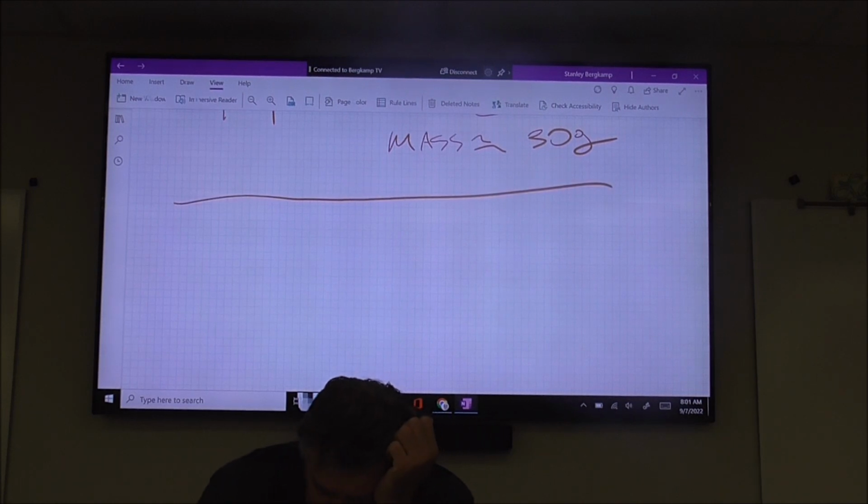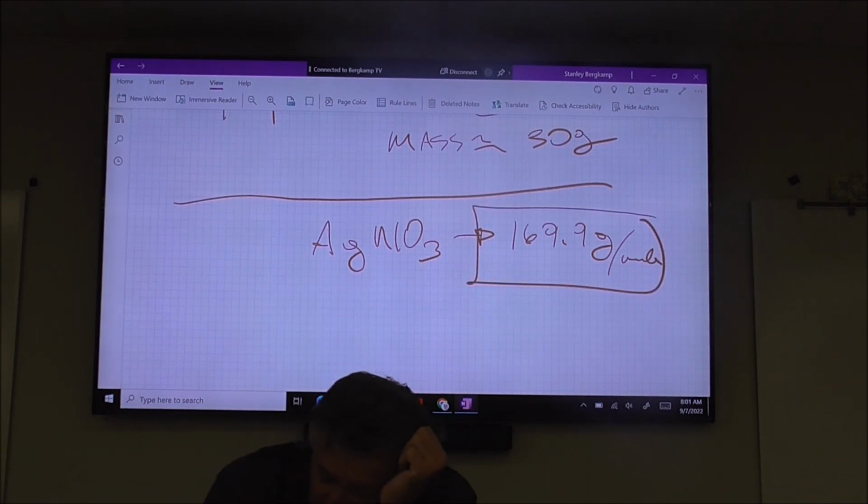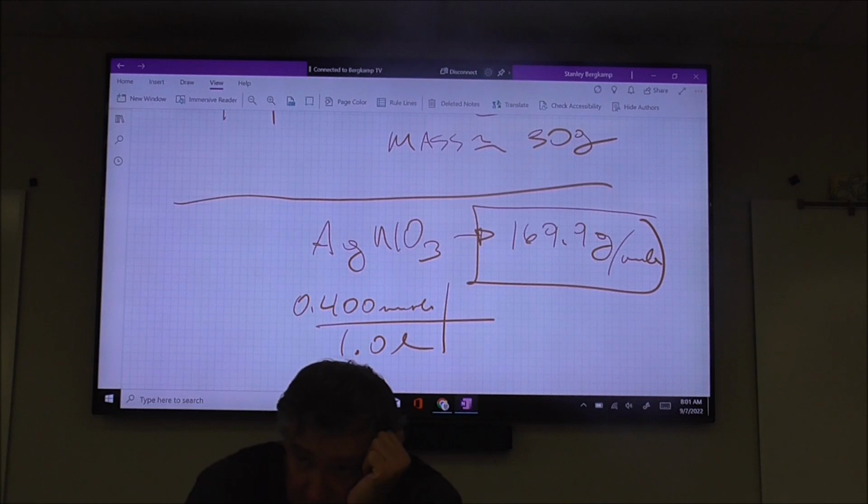So on number 6, first off, what do you have as the molar mass of silver nitrate? Because if that's wrong, everything is going to be wrong. 169.9. Fantastic. Okay? Per mole. So you need that number, that's fantastic. So here's the deal. On this one, you've got a 0.4 molar solution. That means you're 0.4 moles per 1 liter, right?